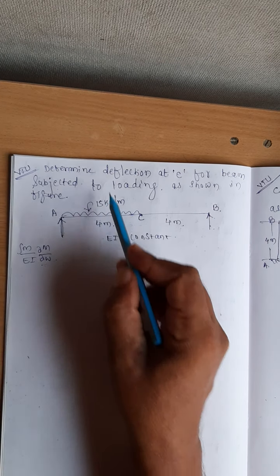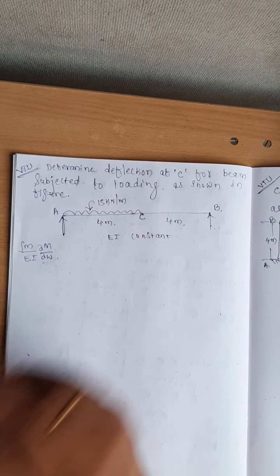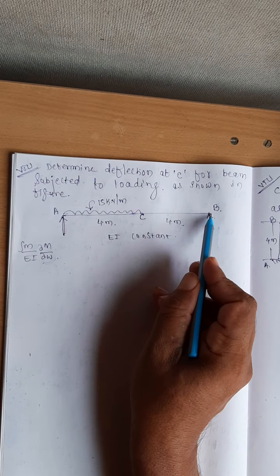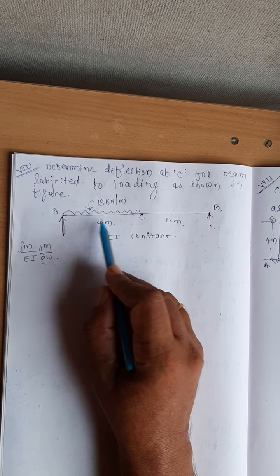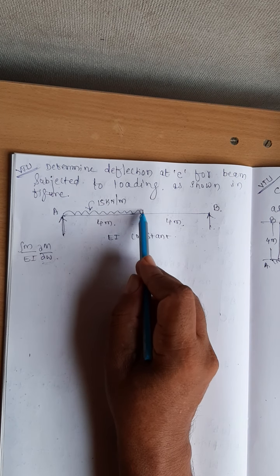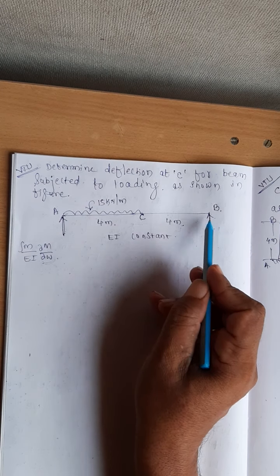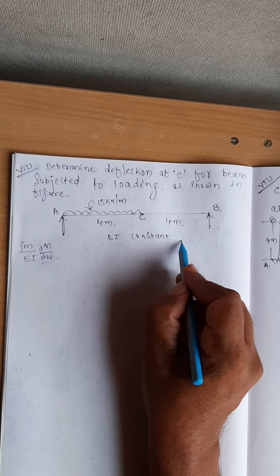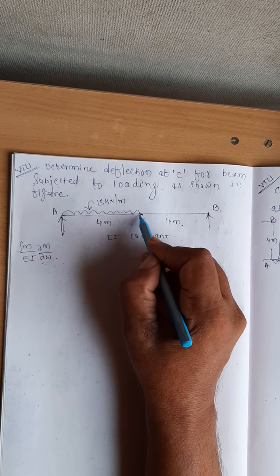He has given us: determine the deflection at C for the beam subjected to the loading as shown in the figure. Yes, it is a simply supported beam. Total span is equal to 4 meter, subjected to UDL of 15 kilonewton per meter run for the half part of it, 4 meter, and the remaining half without any load. EI he has given constant for the beam. Yes, he is asking you to calculate the deflection at the point C.